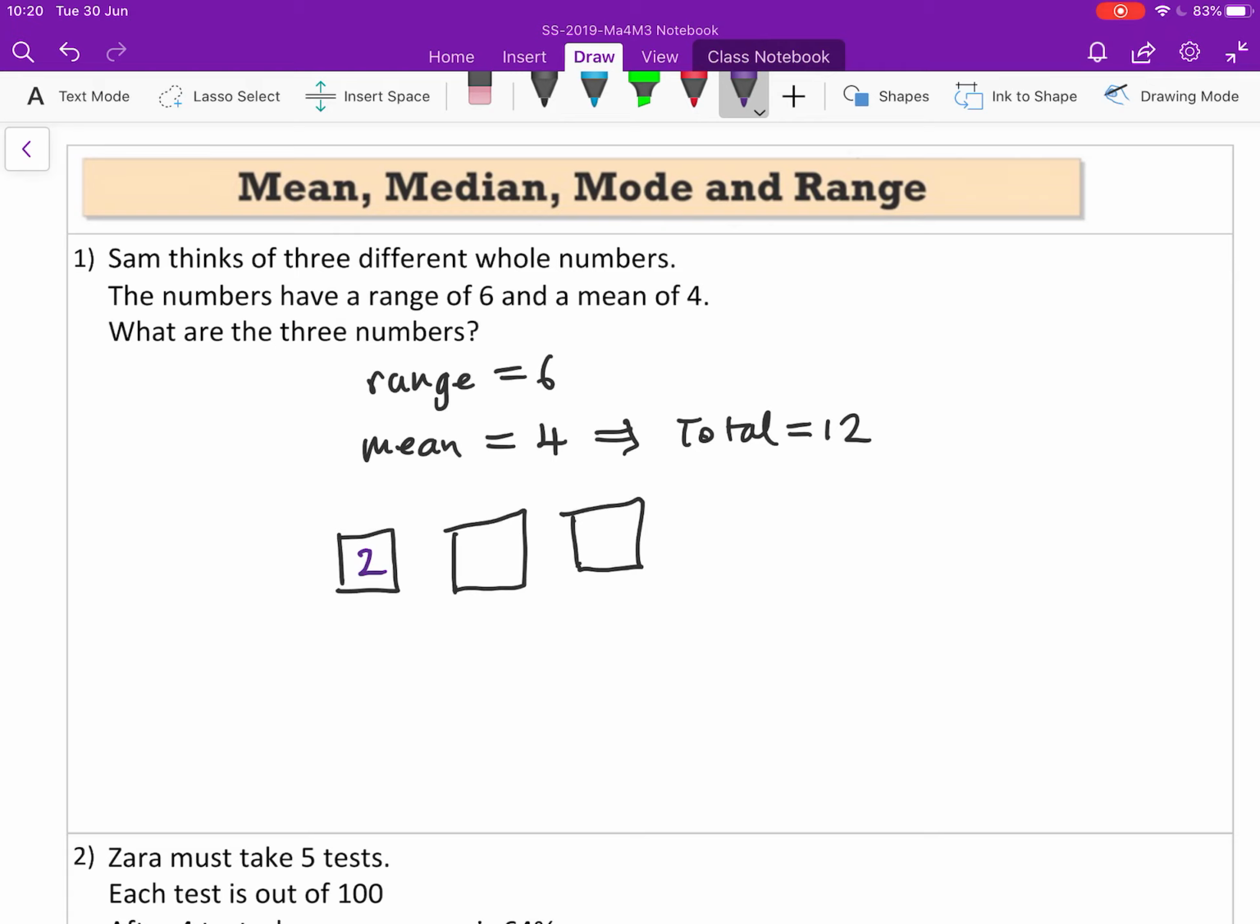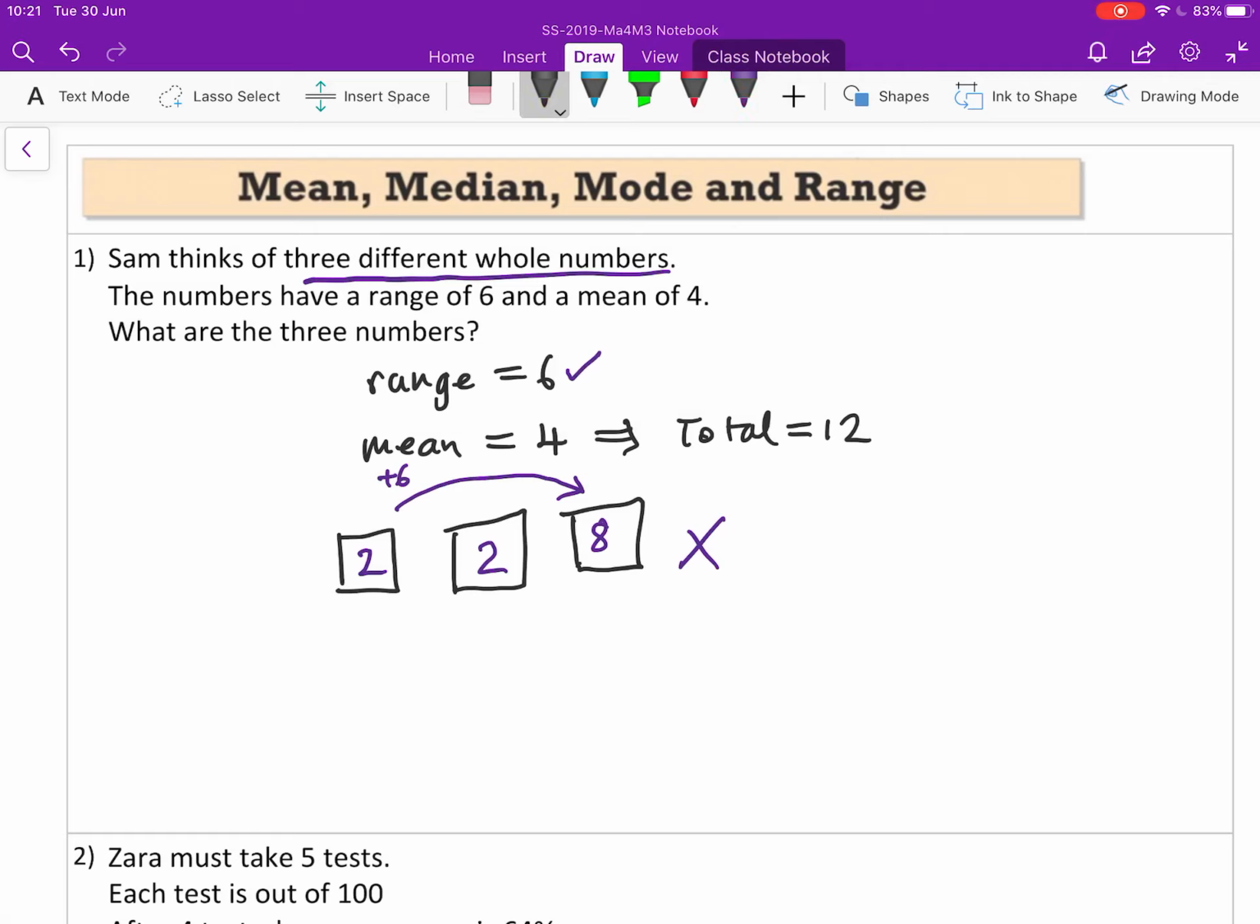If I'm going to have three different whole numbers in order like this, I've got 2 here. If the range is 6, the biggest number must be plus 6, so that has to be 8. Since their total is 12, this number has to be 2. Now is that correct? Are these three different whole numbers? No, they're not, because it's 2, 2, and 8.